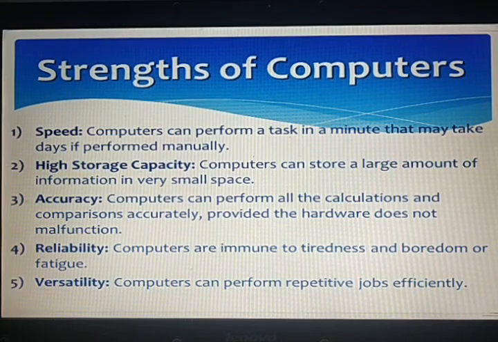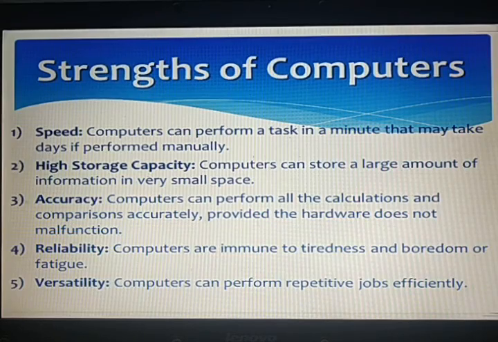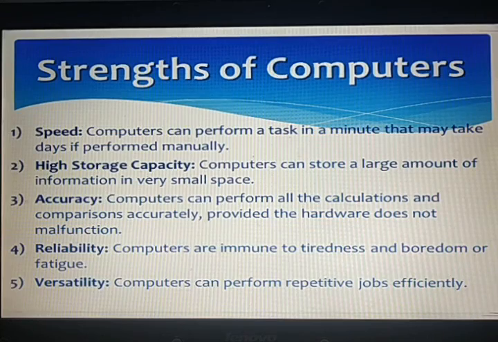Last one is versatility. Computers can perform repetitive jobs efficiently. They can solve labor problems or do jobs in a hostile environment. They can even work in areas where the human brain can err, for instance, observing the motion of a very fast moving particle. Also, they can work with different types of data and information like graphics, video, visuals, characters, etc. So these are some strengths of computers.